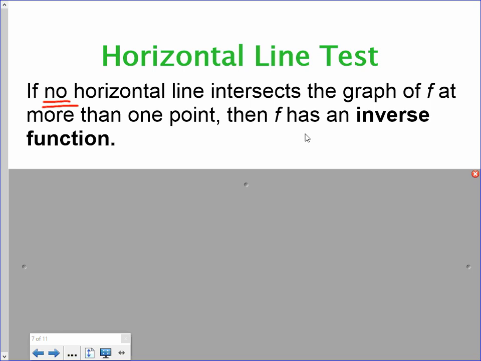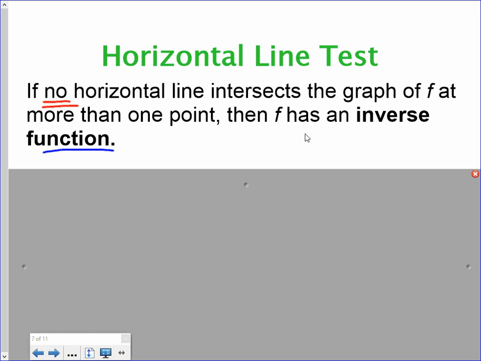Now, the word function there is really our key word. If a horizontal line were to cross at more than 1 point, the graph would have an inverse, but it wouldn't be a function. And we're concerned only with inverse functions today. So if your graph doesn't pass the horizontal line test, you don't have to find the inverse function.